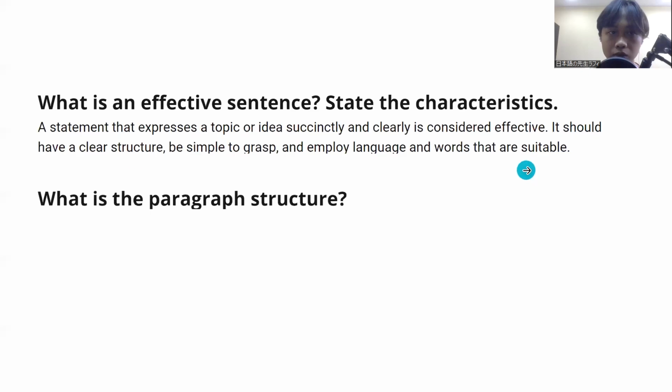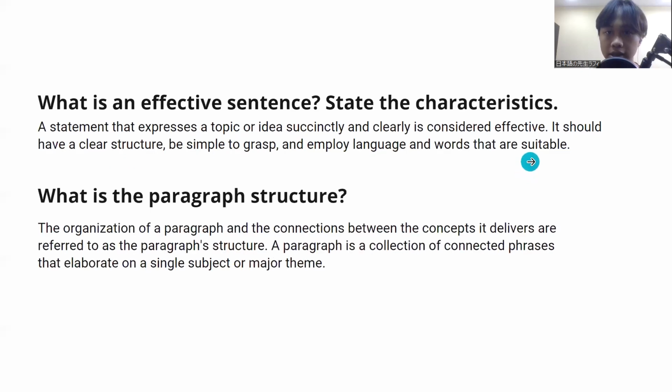The next is, what is an effective sentence? State the characteristics. So basically, a statement that expresses a topic or idea succinctly and clearly is considered effective. It should have a clear structure, be simple to grasp, and employ language and words that are suitable.